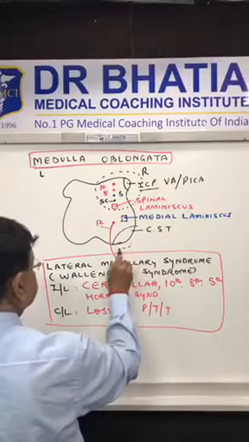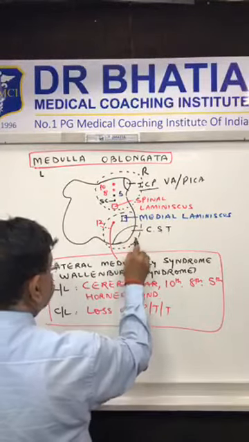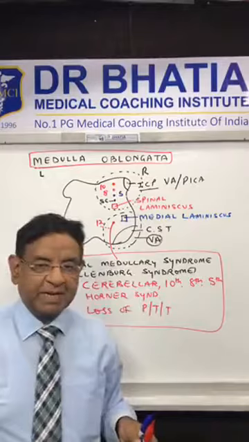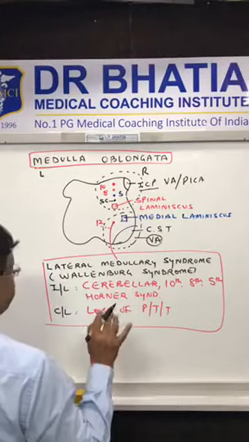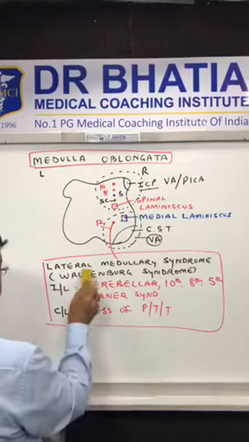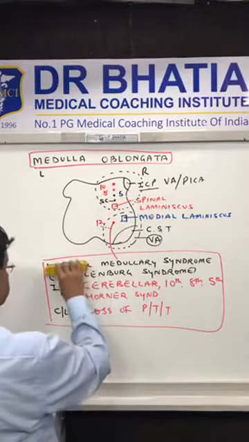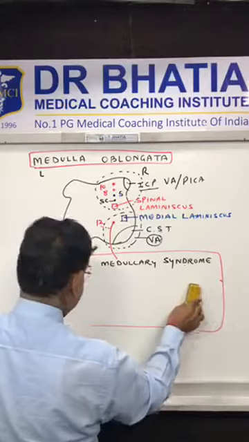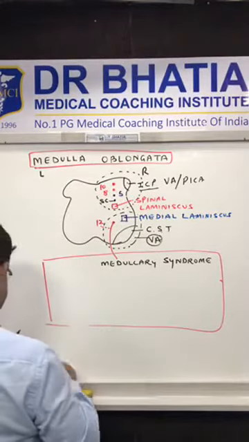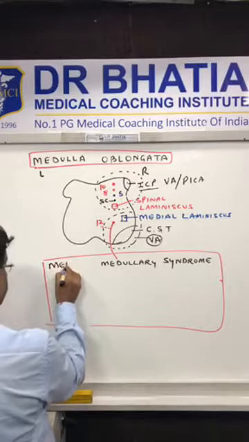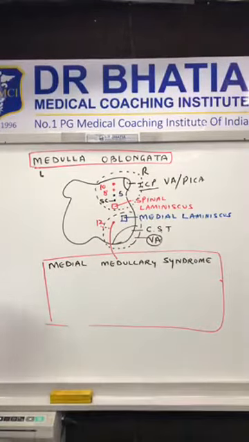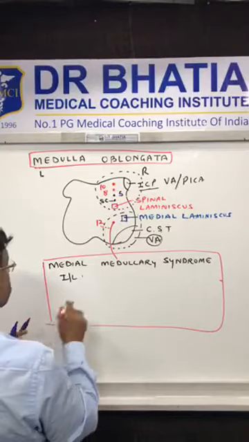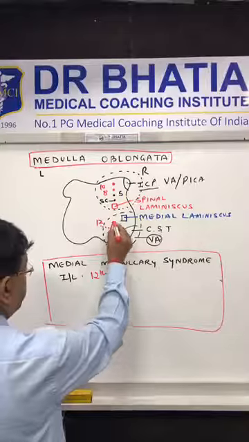This part of the brain is supplied by the vertebral artery. Now, if this part of the brain is involved, then the patient has features of medial medullary syndrome. So what happens in medial medullary syndrome? There will be ipsilateral 12th nerve palsy because of 12th nerve involvement.